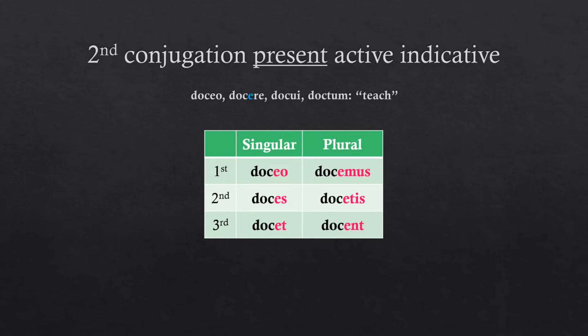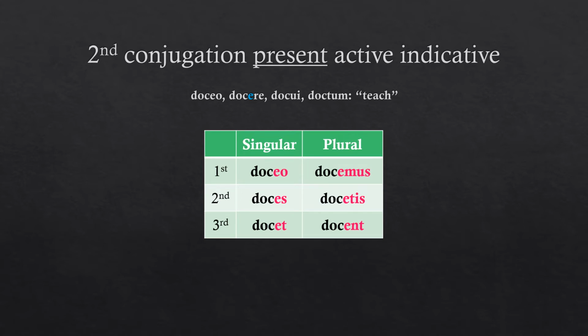Now let's take a look at second conjugation present active indicative endings. Second conjugation verbs have a thematic vowel of long e. As an example, we will use doceo, docere, docui, doctum, teach. Again, take the first principal part, in this case doceo, and lop off the o, leaving the present system stem. Then, add the thematic vowel and personal endings to get these: doceo, doces, docet, docemus, docetis, docent.